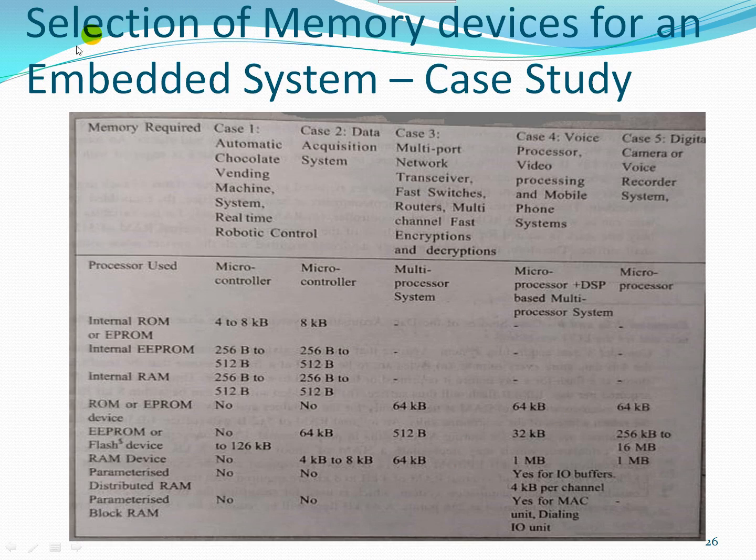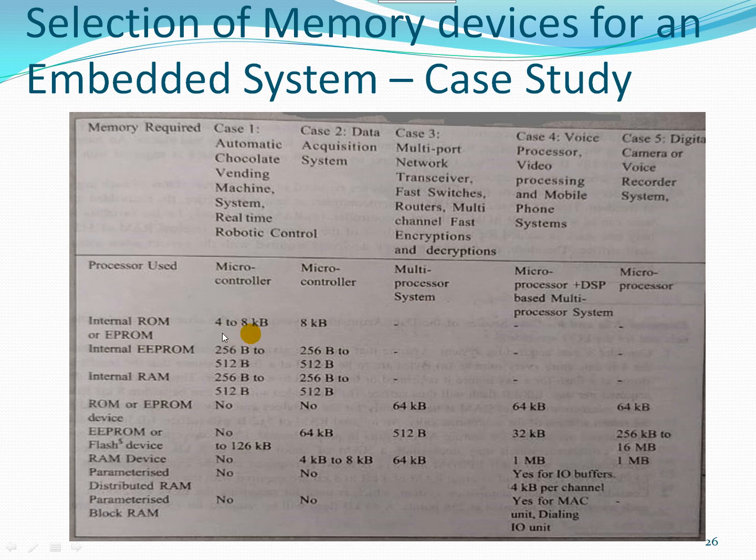Here we have given a case study about the selection of memory devices. Since we have discussed these case studies in the selection of processors also, the same case studies are going to be discussed here too. The first case is a chocolate vending machine, the second is a data acquisition system, the third is a network transceiver, and the fourth is a video processor. The processes we have discussed already, so I don't need to explain them again.